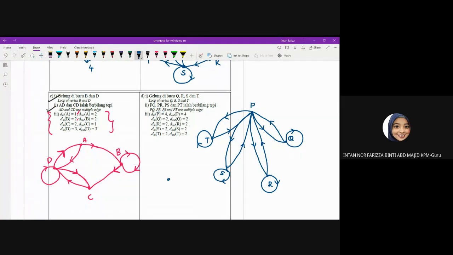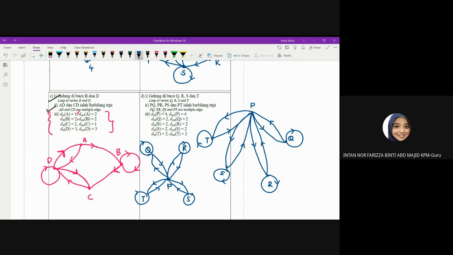If you want your P to be in the middle, also can. Q, R, S, T. If you do P in the middle, you will have some sort of a flower shape like that. Also can. In, out, in, out, in, out, in, out. Arrow for the loops. Okay, also acceptable.